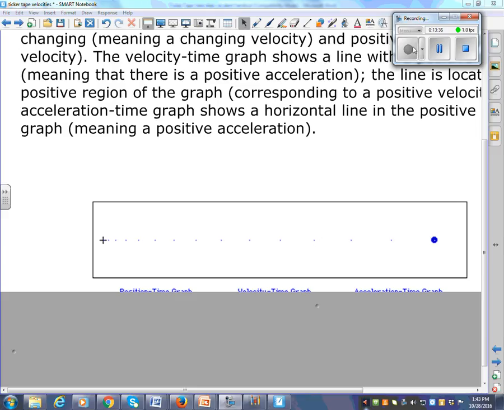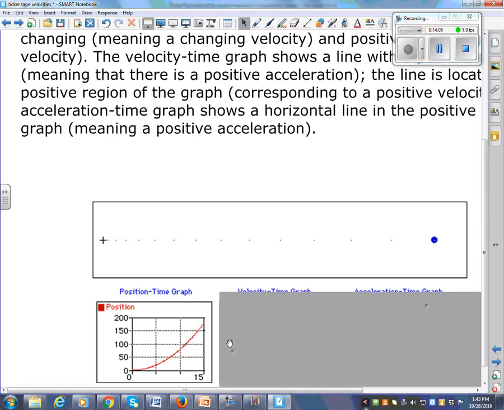So what does my position time graph look like? What does the position time graph look like? Curved and going up? Like that? Curved and going up. Why curved?